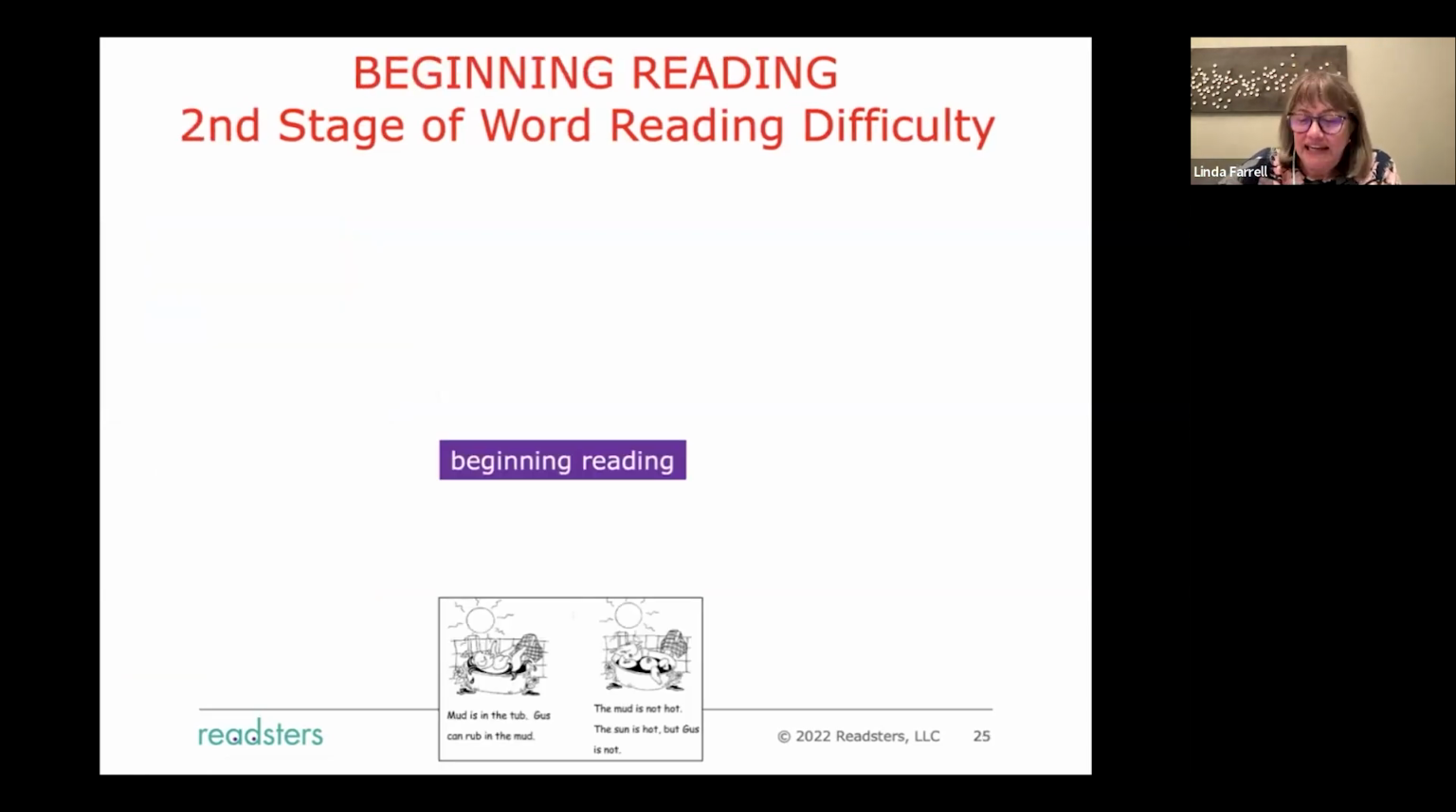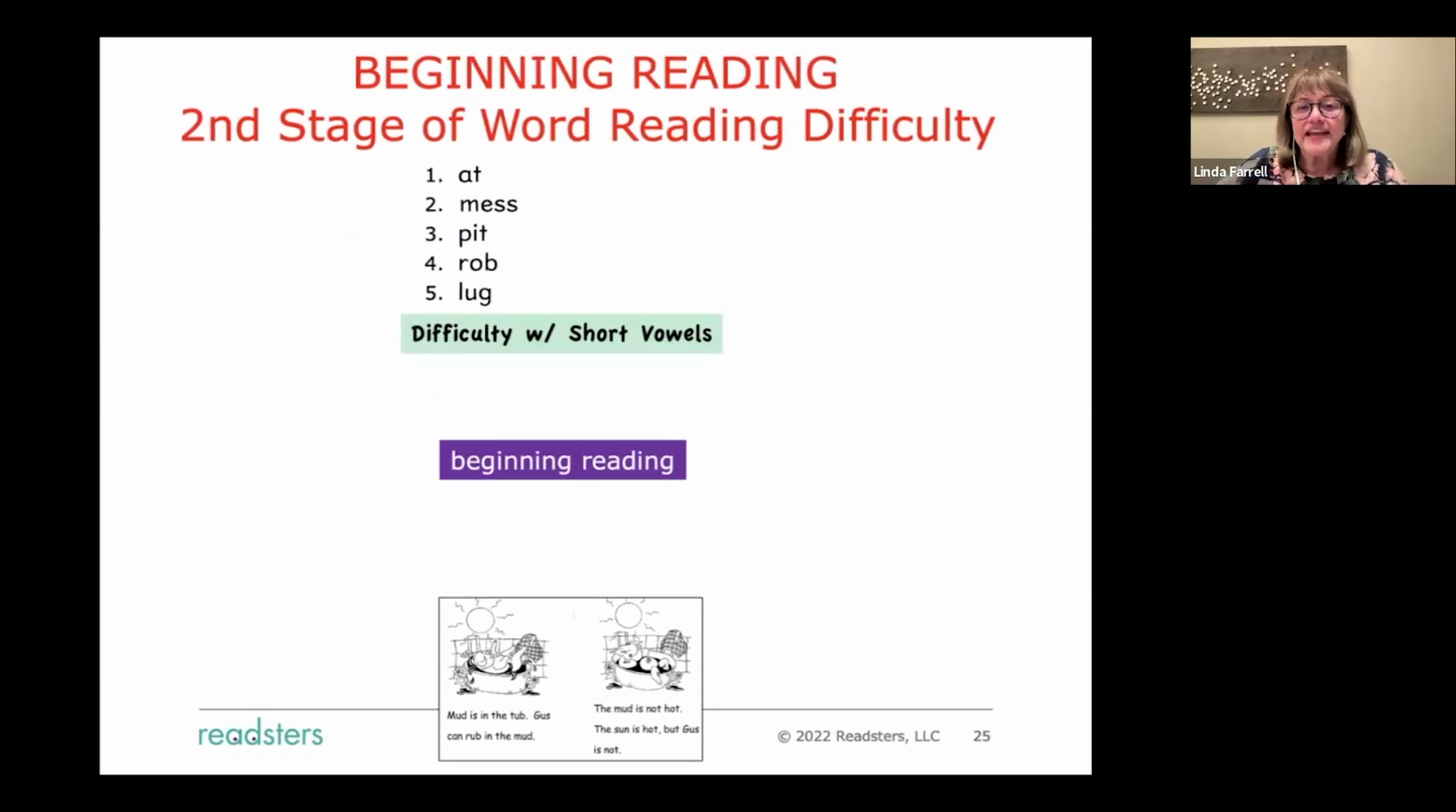So let's do beginning reading. All beginning reading is essentially difficulty with one syllable, and I sometimes use two syllables also, but one syllable short vowel words. It's real simple. That's what it is. Can they read words like at, mess, pig, rob, lug, or path, check, drink, judge, thrush? It's just one syllable words with short vowels. That is beginning reading, and they need to master that. And again, I worked with third, fourth, and fifth graders, 9 of them who couldn't do this when we started.